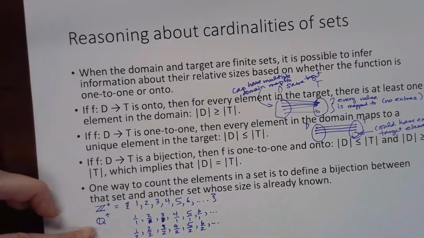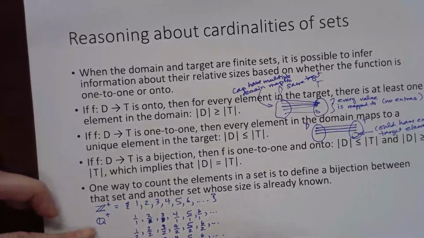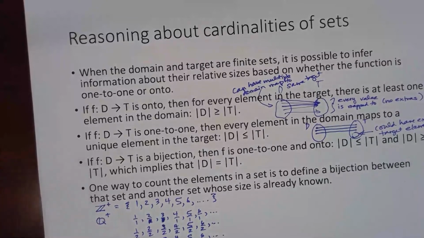Those give me all the fractions with a denominator of 2, but then I've got all the fractions with a denominator of 3, like 1 over 3, 2 over 3, 3 over 3, 4 over 3, 5 over 3, 6 over 3. I have all the ones with the denominator of 4, 4 over 4, 5 over 4, 6 over 4, and on they go, and I can just go forever. So, are there more rational numbers than integers?